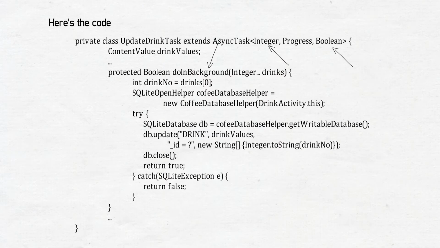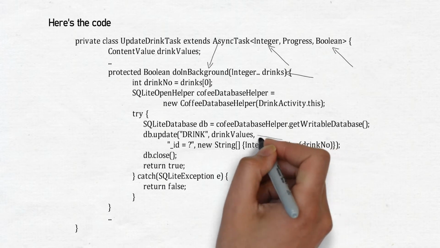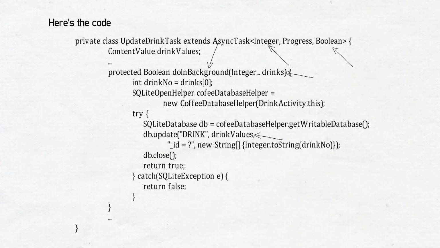This code runs in a background thread. This is an array of integers, but we'll just include one item, the drink ID. The update method uses the drink values object that the onPreExecute method created.